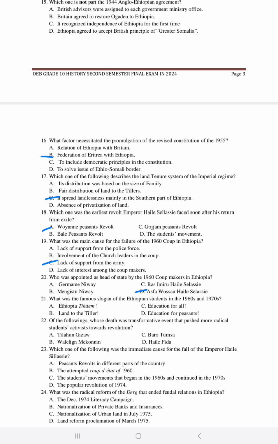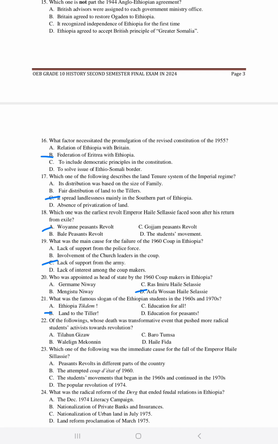Question number 21. What was the famous slogan of Ethiopian students in the 1960s and 70s? A. Ethiopia Tikadam. No, Ethiopia Tikadam was for the Derg. B. Land to the tiller. Yes, land to the tiller was the students' slogan.